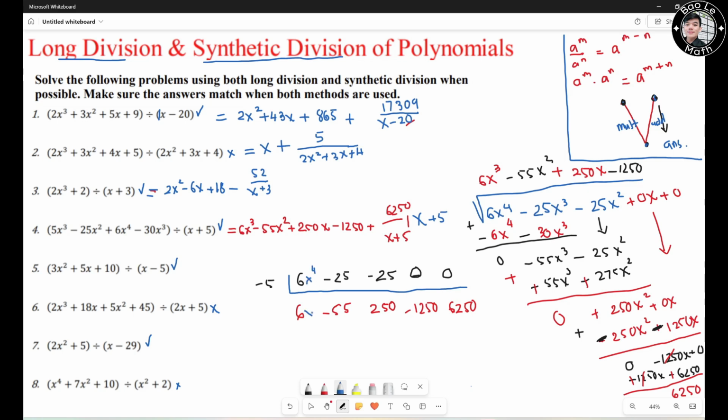Now we know that this is power 4, and then this must be power 3. Reduce 1 power. This is power 3. This should be power 2. This is power 2. This should be power 1. This is power 1. This must be the constant.